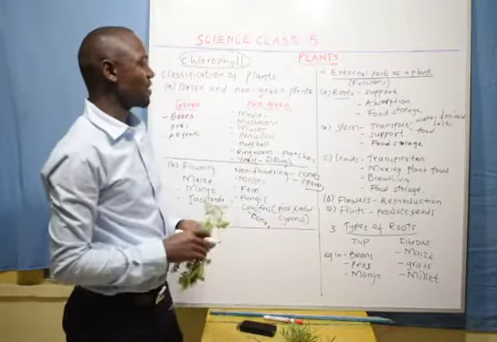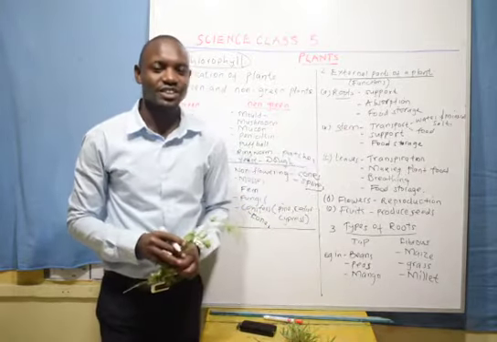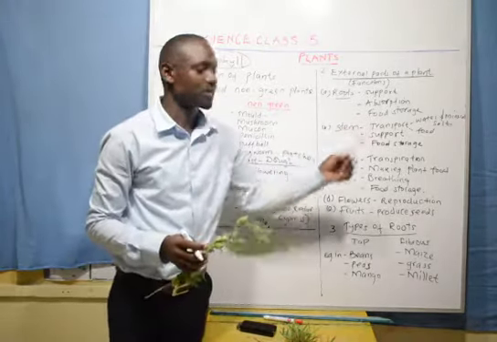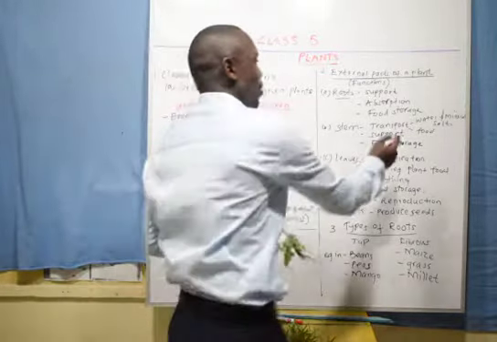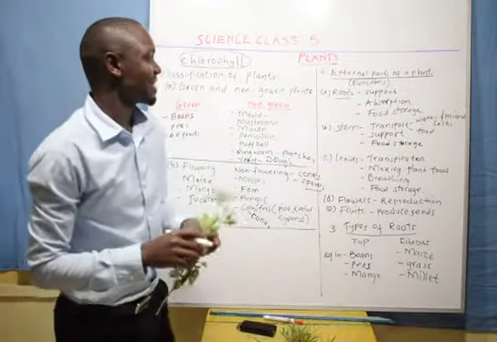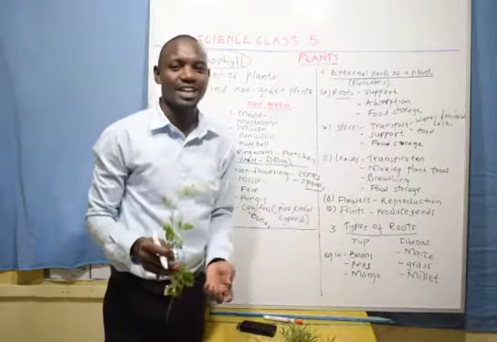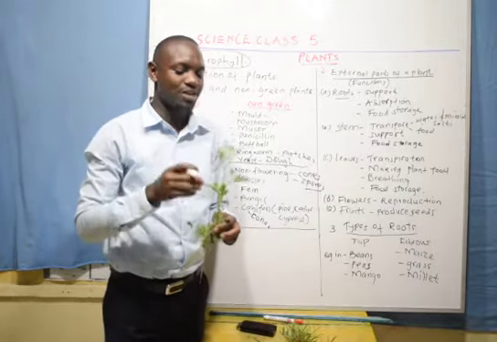Then we also look at the stem. Stem performs also 3 main functions. One is transport. What does the stem transport? One, it transports water and the mineral salts from the soil. Once the roots absorb water, this water and the mineral salts go up the plant through the stem.